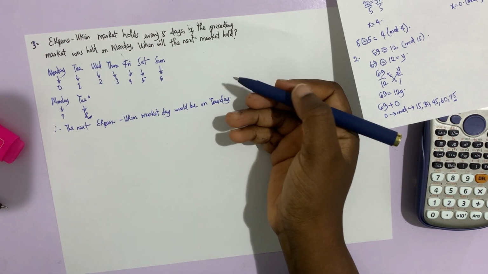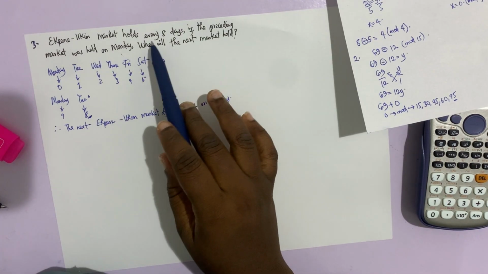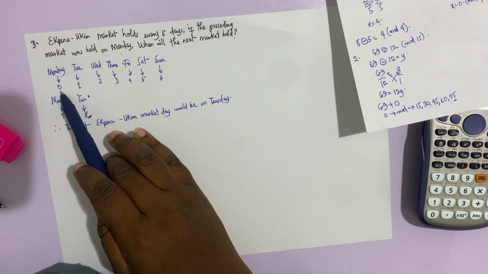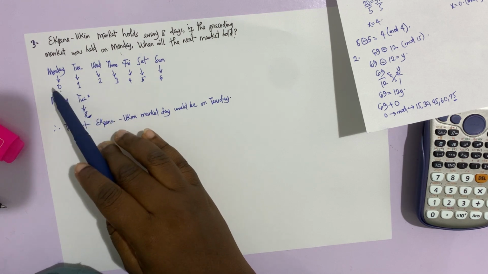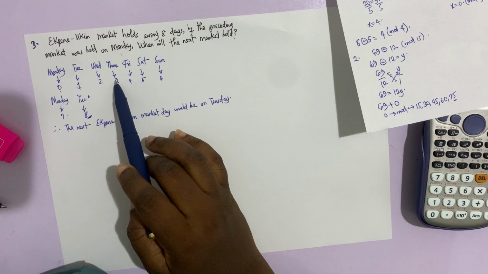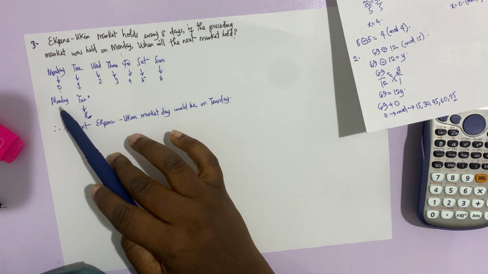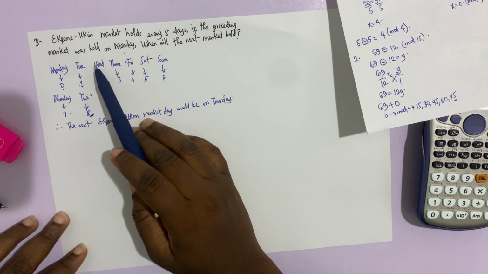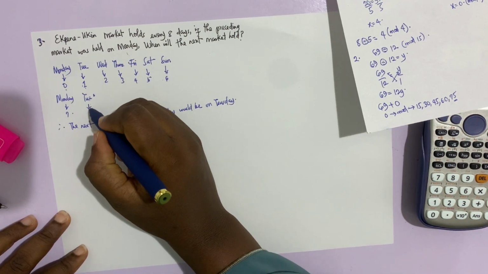Let me explain again. We were told that it happens every 8 days, right? So the first day is day 0. Then 7 days after it, day 1, 2, 3, 4, 5, 6, 7. So the 8th day will now be what? The next market day. The 8th day will be the next market.